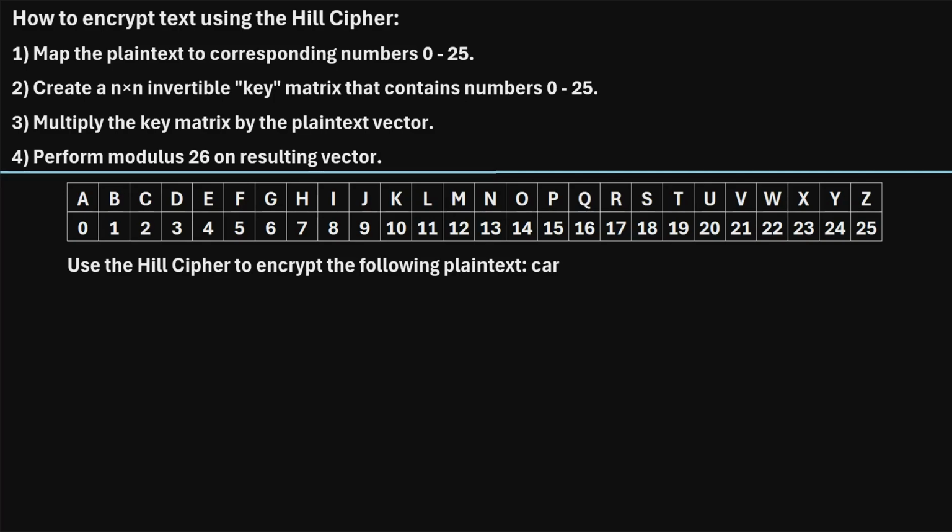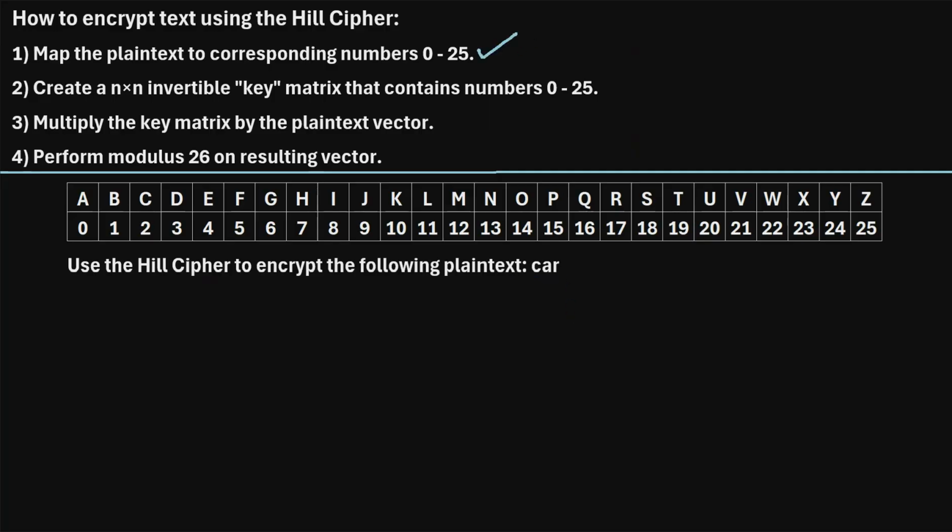In this video, I will explain how to encrypt text using the Hill Cipher. So the Hill Cipher uses this four-step process to encrypt text. So I'm going to work through an example of how to use these 4 steps. So let's say we want to use the Hill Cipher to encrypt the following plain text, car.